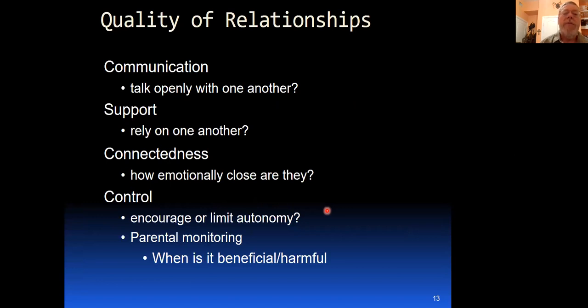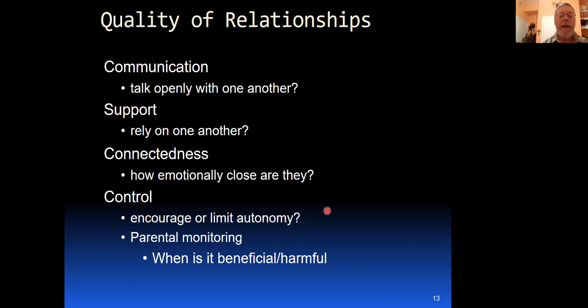So the relationship between parent and adolescent then is influenced by a number of factors. One, communication. So can they talk openly with one another? Obviously, being able to talk openly results in a better relationship and closer relationship. Also, support. So can the adolescent rely on that parent to be there for them when they need it? Can the parent rely on that adolescent to also take care of a few responsibilities as well?